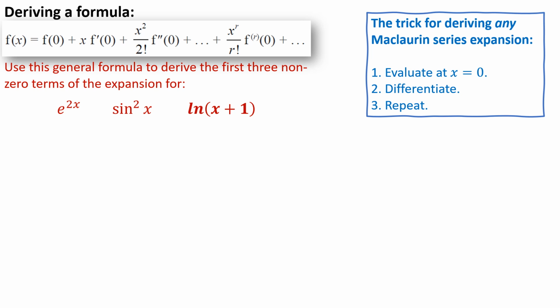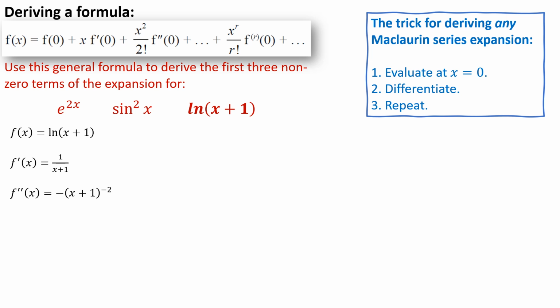And the third of our 3 examples, ln of x plus 1. We start by writing the function down. Remember that ln of something differentiates to 1 over the something, multiplied by the derivative of the something, but in this case that's just 1. To differentiate again, you want to think of it as x add 1 to the power of -1, so bring the power down in front, reduce the power by 1, gives you minus x add 1 to the -2.